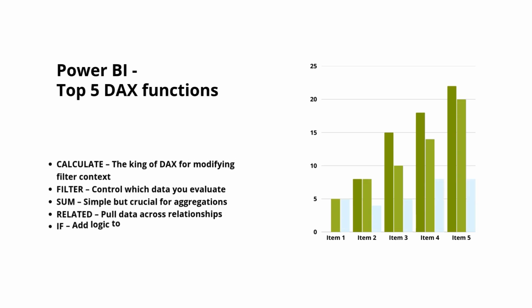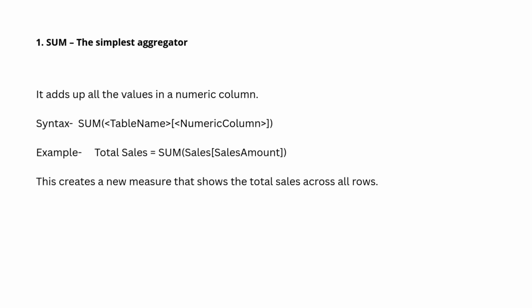Today we are going to learn the top 5 DAX functions for Power BI beginners. Let's start with SUM. SUM is one of the most basic and frequently used functions. It adds up all the values in a numeric column. Here we are creating a measure called total sales across all the rows. It is perfect for KPIs or summary cards.